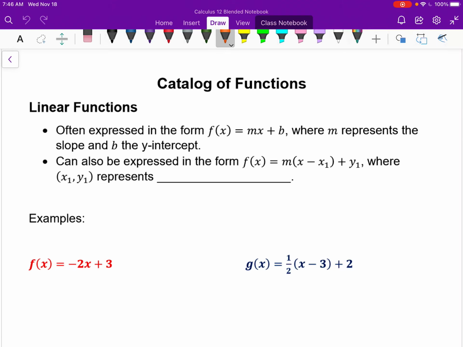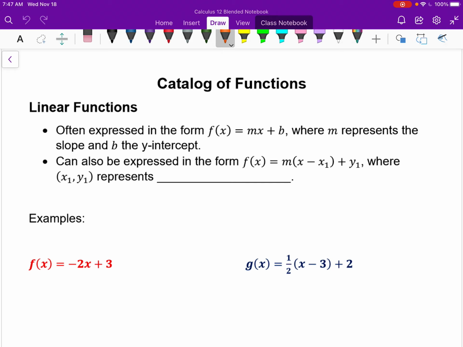Hello again. So for this lesson, I'm more just going through a quick survey of a bunch of different functions, the vast majority of which you are already familiar with, at least to some extent. And so first, let's start with linear functions. Quite straightforward, but incredibly important.